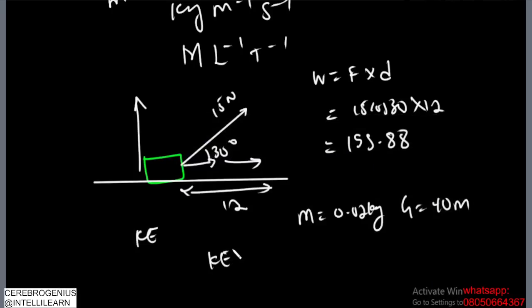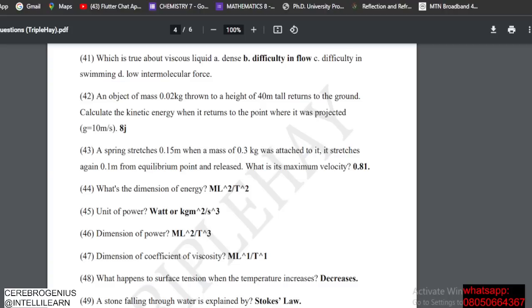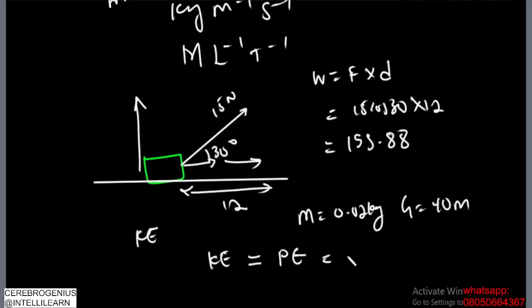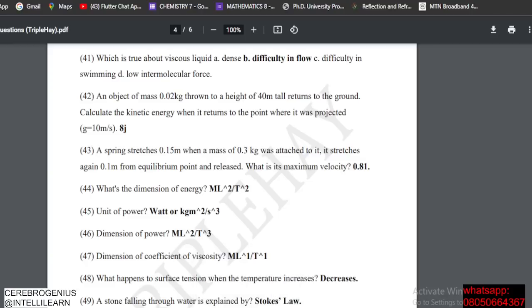Now when it reaches the top, it is going to stop. That means all of the kinetic energy has been converted to potential energy. By the time it returns, all of the potential energy has finished, and you are left with only kinetic energy. So this will just be mgh, 0.02 multiplied by 10 multiplied by 40. 2 times 4 is 8, so that's going to be 8 joule, which is correct.